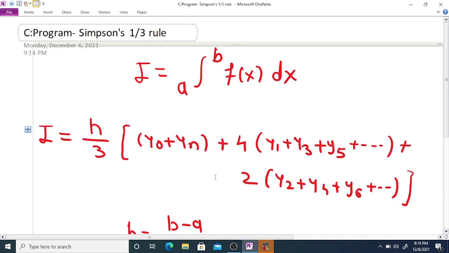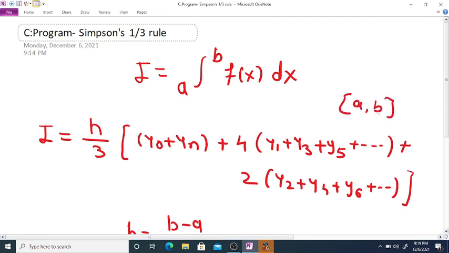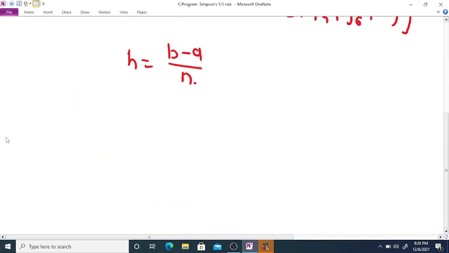So first we want to divide this interval a b into n equal parts, and then by using the value of x we can evaluate the value of y, and by using this formula we are going to evaluate an approximate value of integration using Simpson rule.